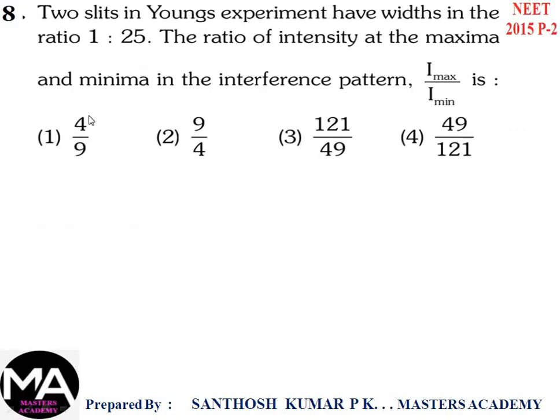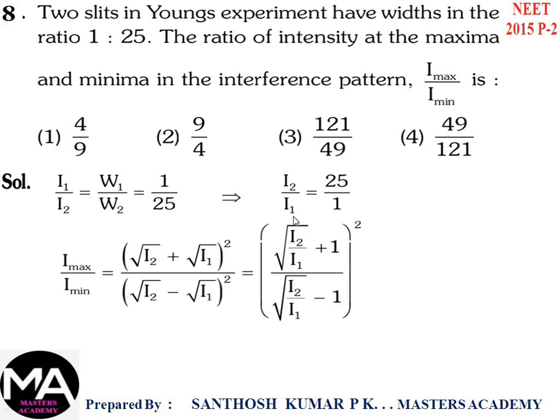Next problem. Two slits in Young's experiment have widths in the ratio 1:25. The ratio of intensity at the maxima and minima in the interference pattern, I maximum by I minimum, is. So 4 options are given. So we know that intensity I1 by I2 is equal to W1 by W2, which is equal to 1 by 25. So I2 by I1 is equal to 25 by 1. So I maximum by I minimum is equal to root of I2 plus root I1 whole square by root of I2 minus root I1 whole square. So this can be written as root of I2 by I1 plus 1 whole square by root of I2 by I1 minus 1 whole square.